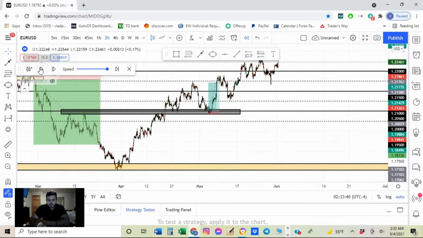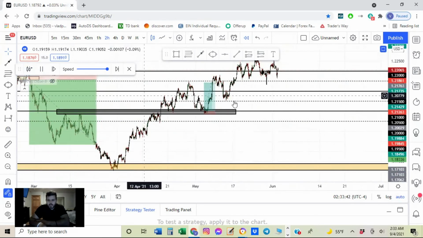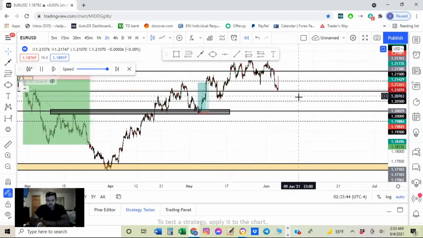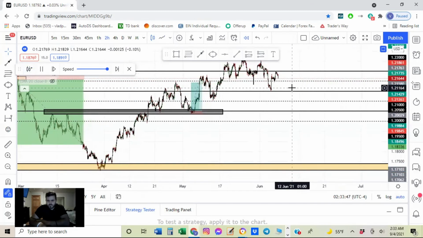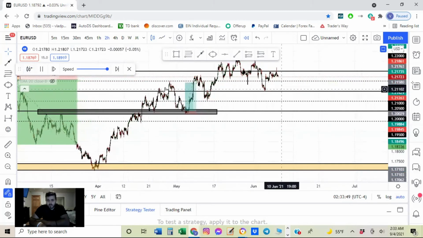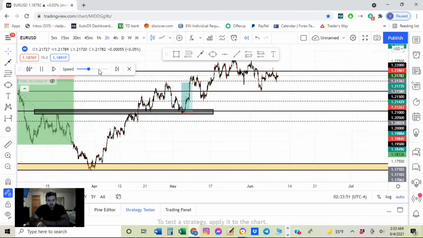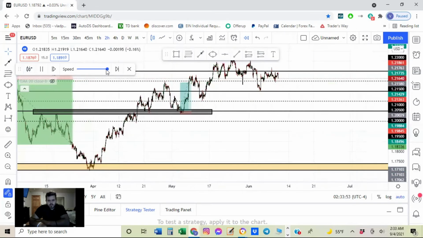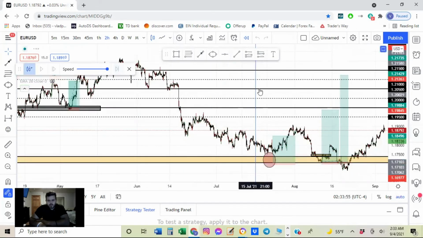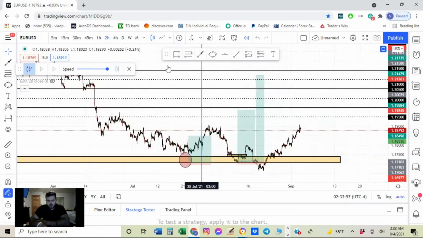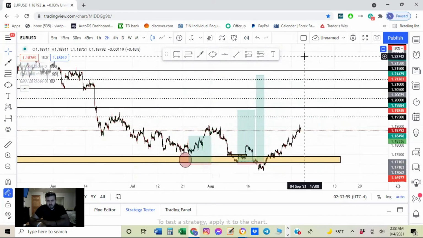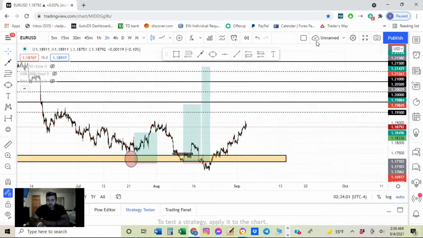But this is a really good tool. You go right here, you press play, and it literally plays out for you as if the market was real. You could put it slower, but let's fast forward it. All right, so now we go here, cancel it. That is a very good tool.